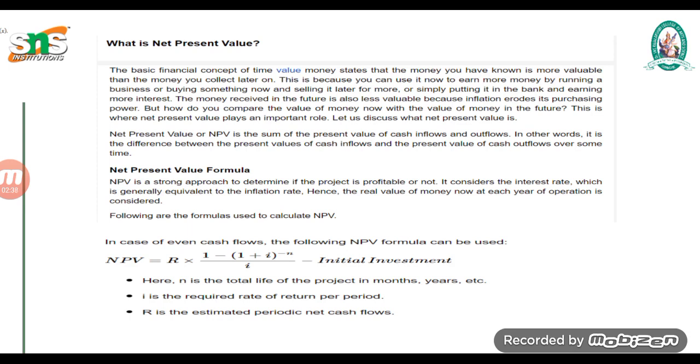Net present value is calculated by using a simple formula. NPV is equal to R times (1 minus (1 plus I) to the power minus N) divided by I, minus the initial investment for a business, where N is the total life, which may be in years, months, etc., I is the required rate of interest, and R is the estimated net cash flow per period.